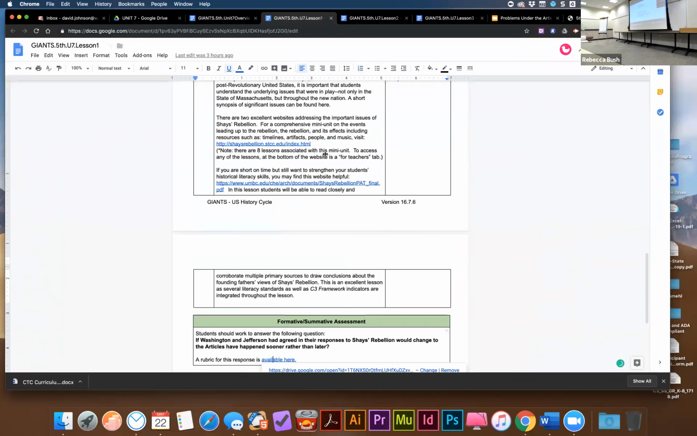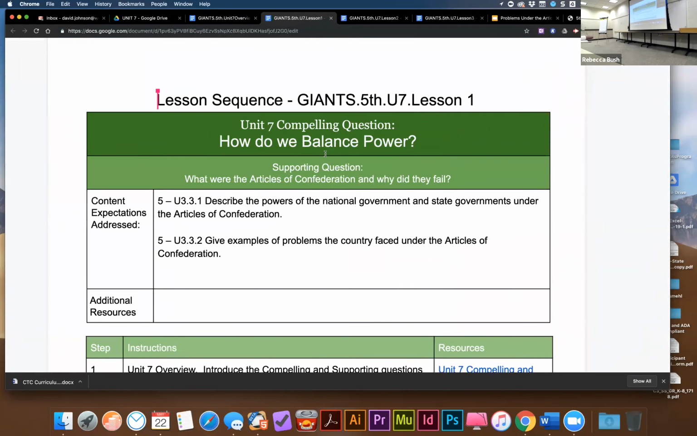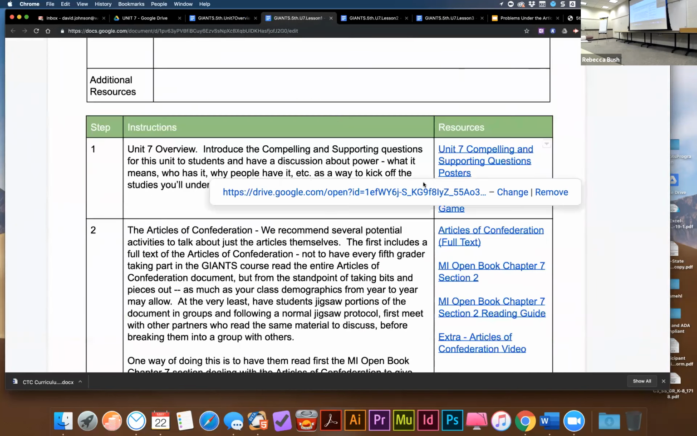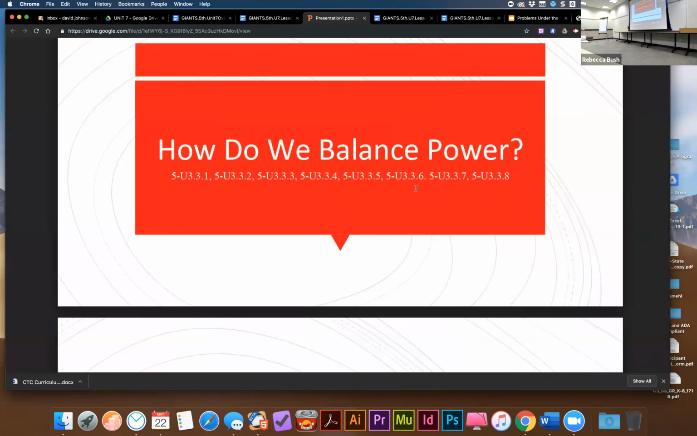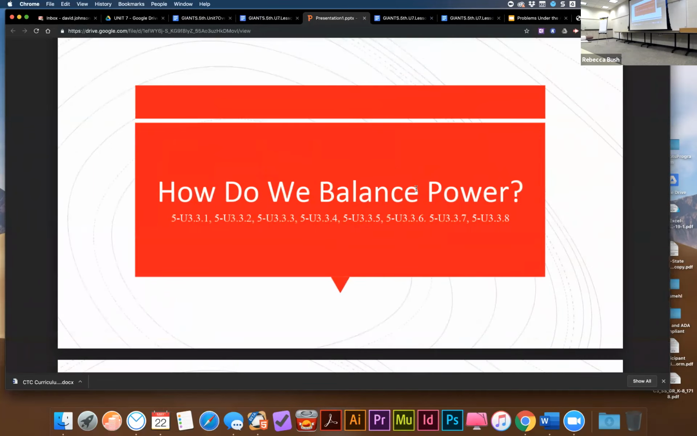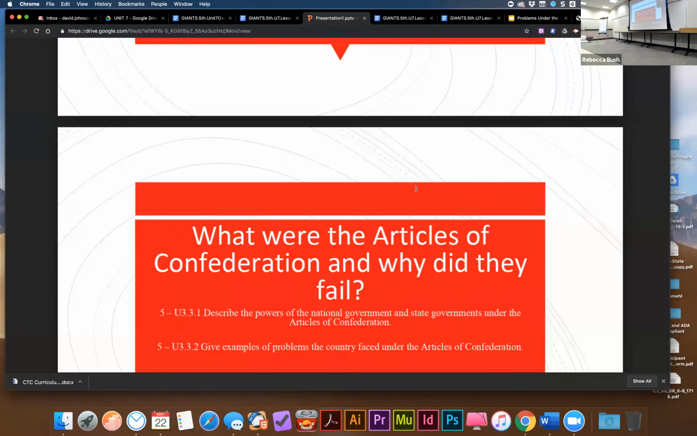So lesson 1 really starts to get into this how do we balance power idea in terms of the Articles of Confederation. As usual, if you are using these as your learning targets in classroom, as opposed to I can statements, I have your posters that you can print off and just keep in your room available for this. How many of you actually use those? Good, okay, cool. I always like to know when those things are actually in use.